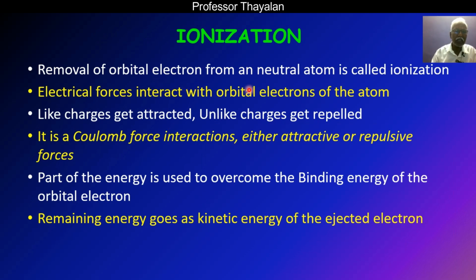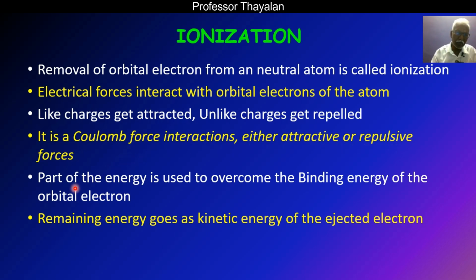Let us see what is ionization. Ionization is nothing but removal of an orbital electron from a neutral atom. How does it happen? When a particle comes to the orbital electron, the electrical forces interact with the orbital electrons. If they have unlike charges, they get attracted. If they have like charges, they get repelled. So it is nothing but Coulomb force of interaction. It can be either attractive or repulsive forces.